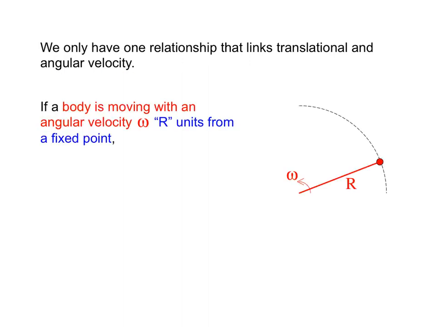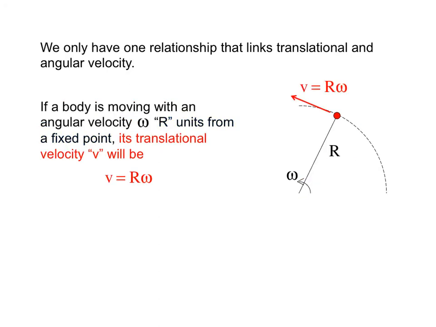And that relationship maintains that if you have an object that is moving r units away from a fixed point with an angular speed omega, the body's translational velocity will equal r times that angular velocity. Where again, this relationship is predicated on rotation about a fixed point.